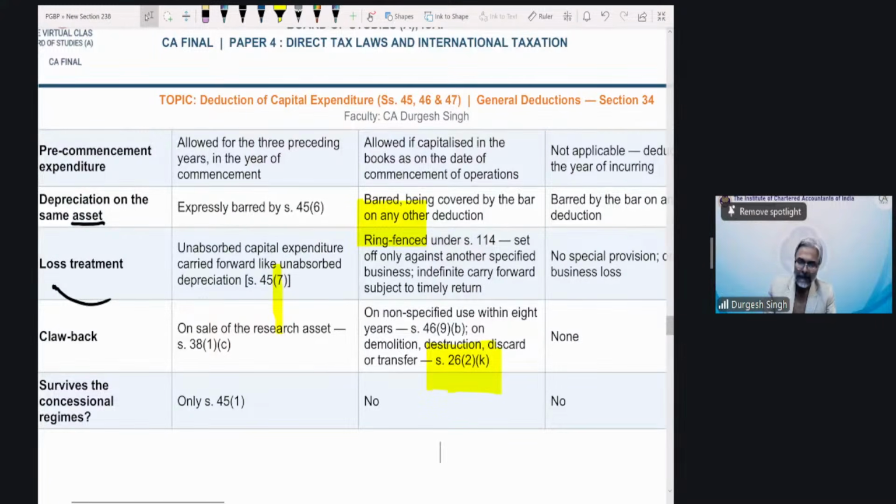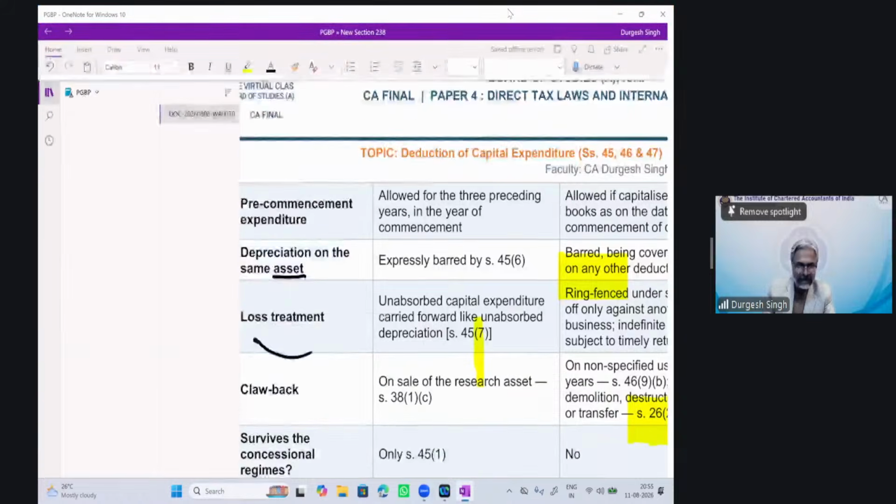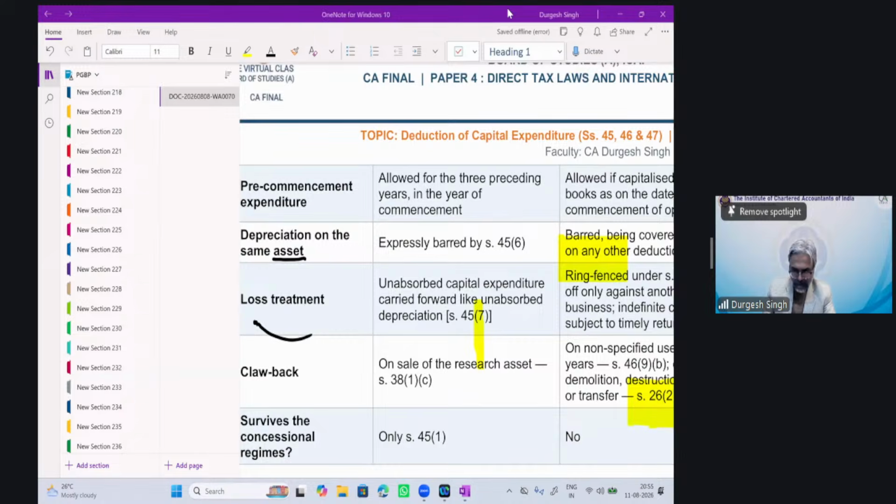Everyone. Now students, just ask me the doubt you may have on this 46 quickly. Sir, I'm not clear about the 46 at last, how it is not surviving the concessional regime. Meaning thereby, for the specified business, if you want to take the concessional tax regime, you have to give up. 35AD will not be eligible. The 46 section will not be available. So then if it is not available, means what?